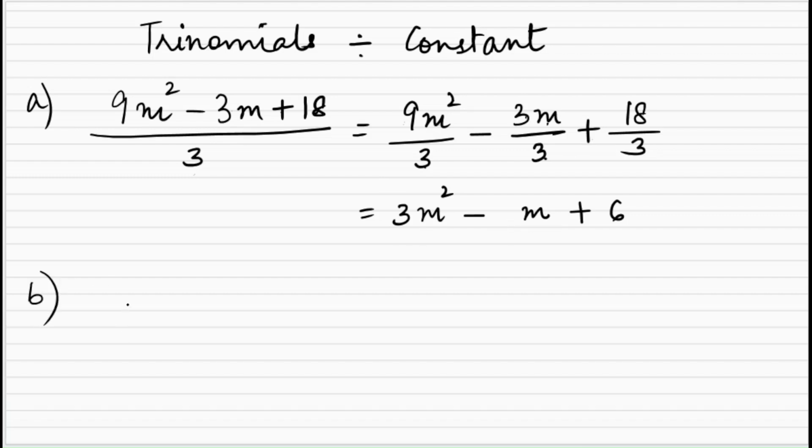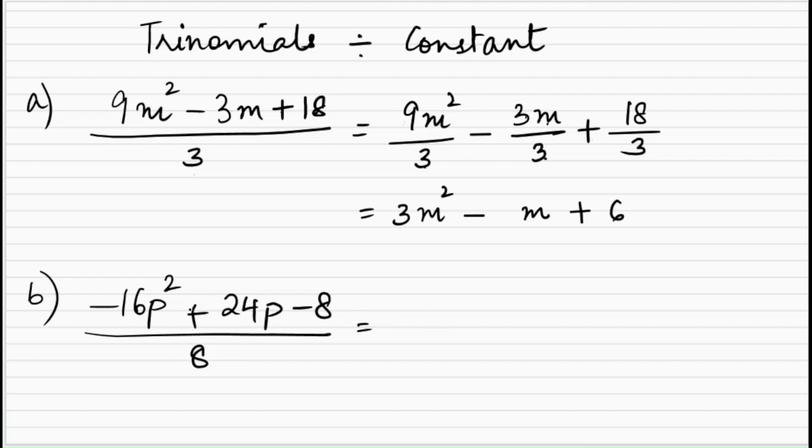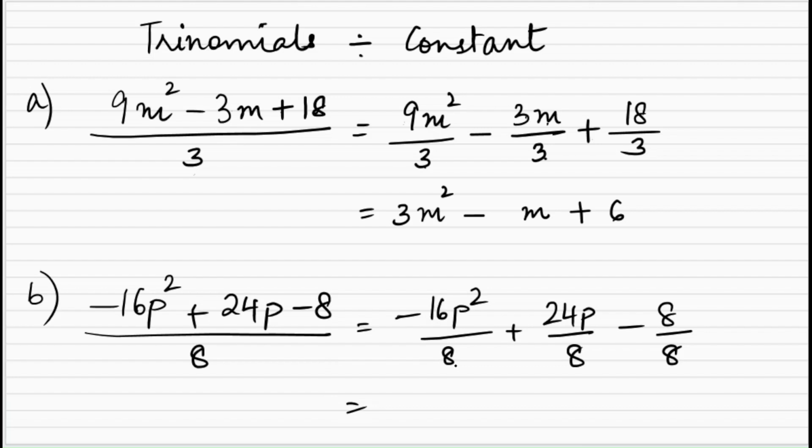Let's take another one. Negative 16p square plus 24p minus 8, divided by 8. Let's separate the three terms with the denominator. So negative 16p square divided by 8 plus 24p divided by 8 minus 8 divided by 8. Negative 16 divided by 8 is negative 2p square, plus 24 divided by 8 is 3p, minus 8 divided by 8 is 1, and that's our answer.